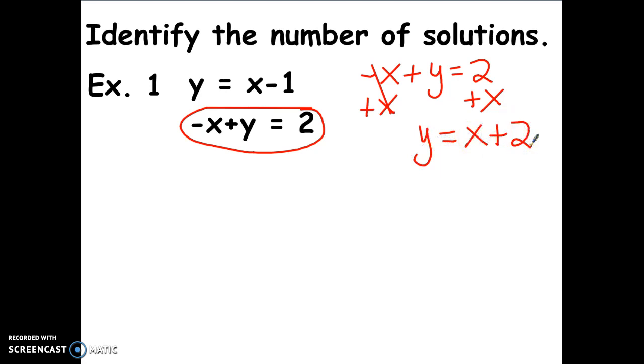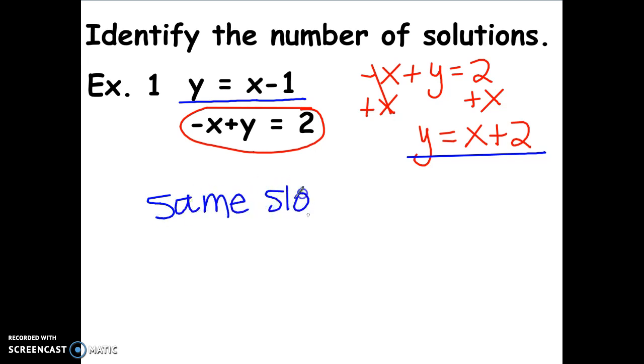So now we have our two equations that we're looking at. We have y equals x minus 1 and y equals x plus 2. Let's make some observations here. We can observe that they have the same slope, which is 1. Remember, when there's nothing here, that means 1. So they have the same slope. But look at the y-intercepts. We have a -1 here and a +2 here. They have different y-intercepts.